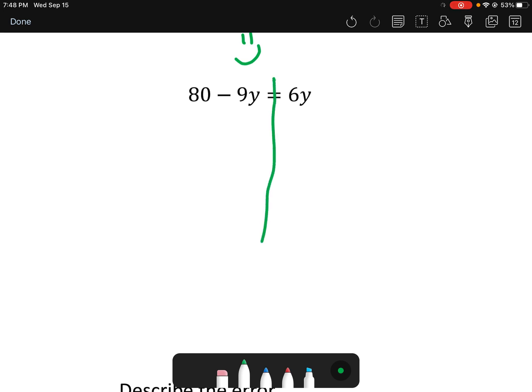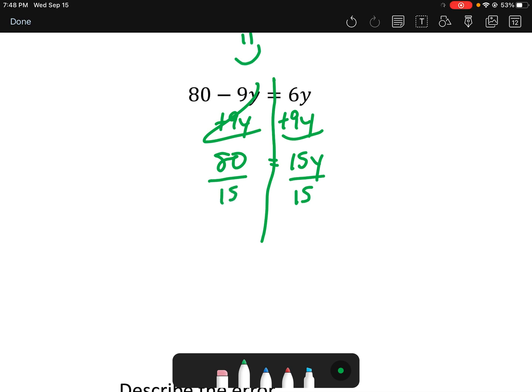So when I split in half, you could subtract the 6y, and then it would be equal to 0. Or I could just move my variable over to the other side. Those two cancel out. I'm left with 80 is equal to 15y. Divide both sides by 15.